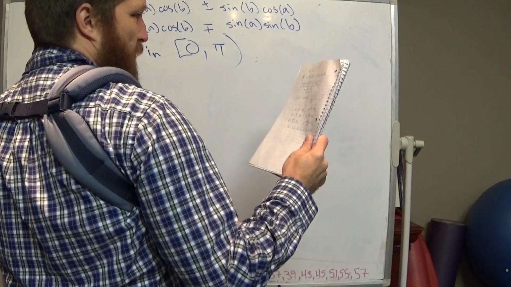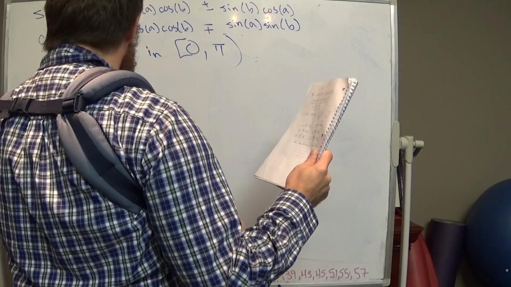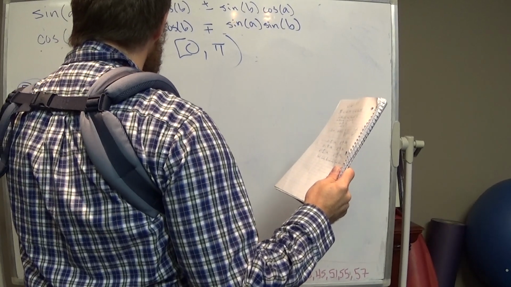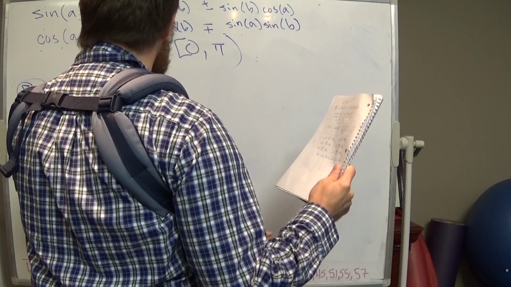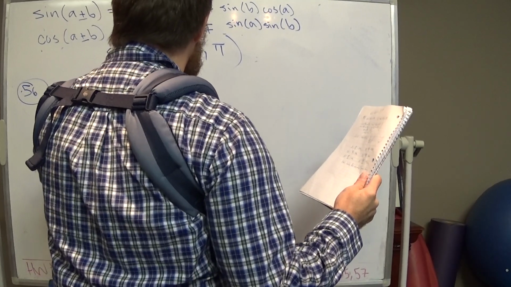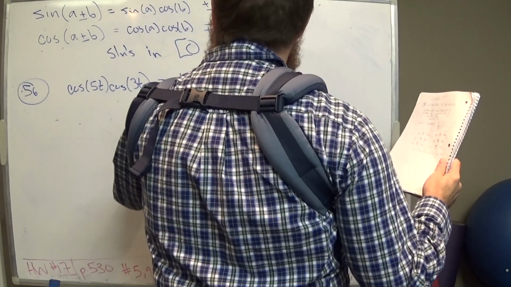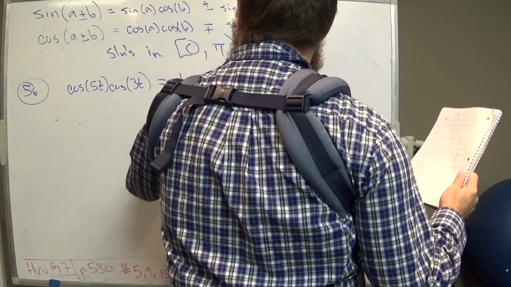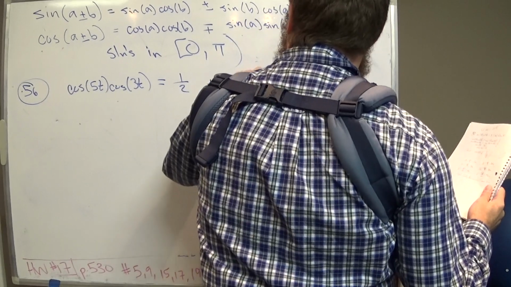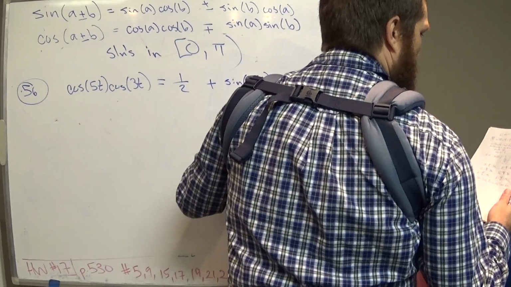Here's the equation for which you're finding solutions. Cosine 5t times cosine 3t is equal to 1/2 plus sine of negative 5t sine 3t.